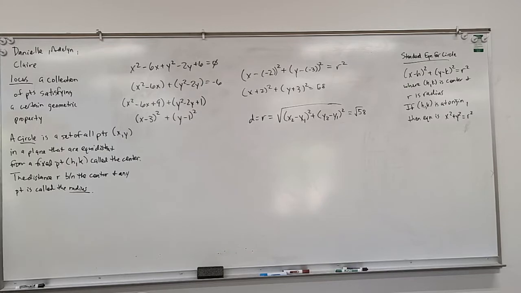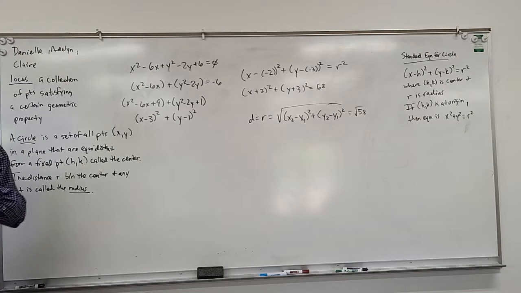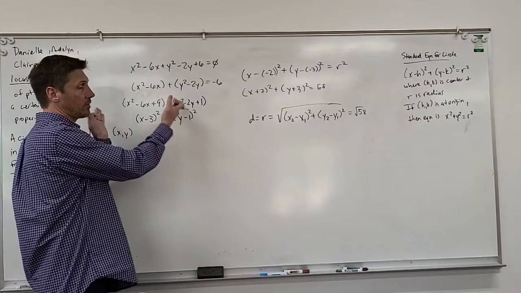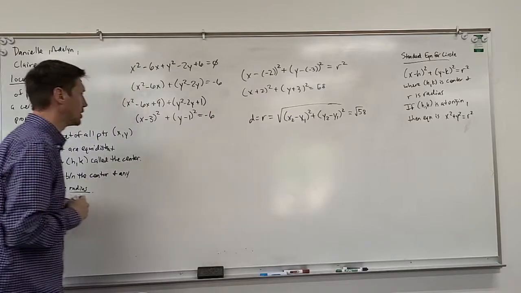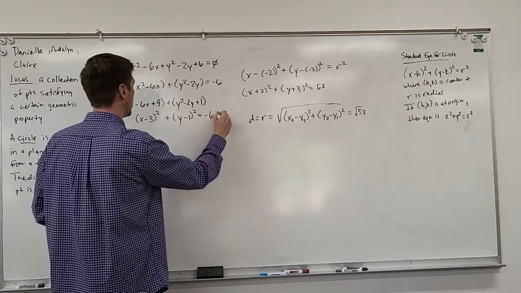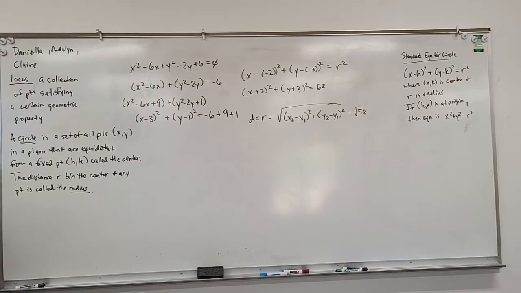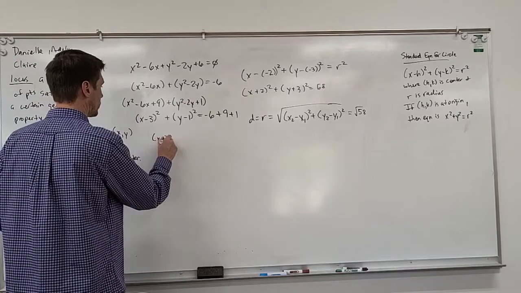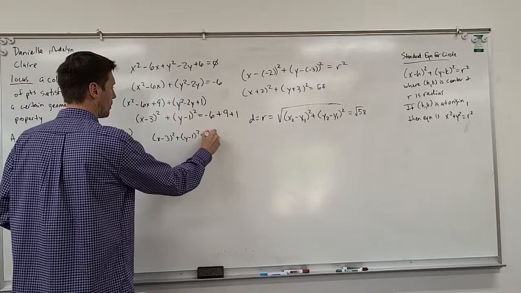Yes. But what's the problem? I've added some values in that weren't there before. So in order to make sure that I haven't changed the overall equation, whatever values I added in, I have to add them to the other side as well, right? Or you can think of it as subtracting them out from this side, however you want to think about it. But it's kind of easier at this point to just add them to the other side. So we got negative 6 plus 9 plus 1, because those were the numbers that I added in. And so now I've got x minus 3 squared plus y minus 1 squared equals 4.